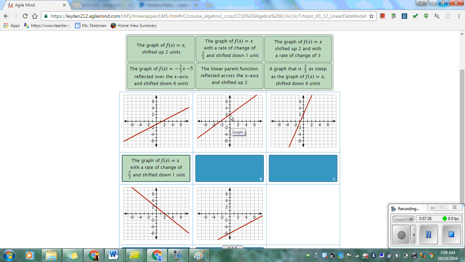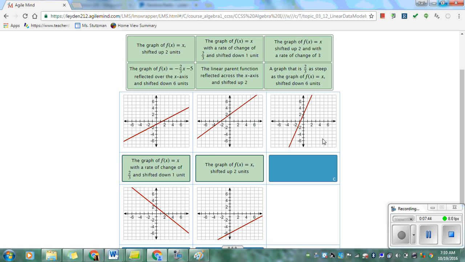My next graph, if I started at 0, I shifted 2 units up. So I would want to go 2 units up, and the slope actually remained the same, up 1 over 1, up 1 over 1. So that would be this one. On your paper, that is letter E. So the first one was B, the second one was E.